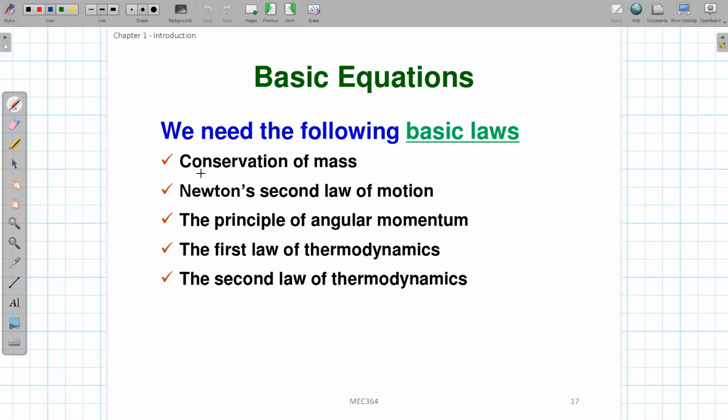And the second basic law is Newton's second law of motion. We know that Newton's second law relates the force and the mass times acceleration, right? Another way to view this law is that it tells us how the momentum will change if you have a force. Sometimes we also call this law the conservation of momentum. So when we talk about conservation of momentum, it is the same thing as Newton's second law for the fluid. Basically, it involves the force and the momentum.